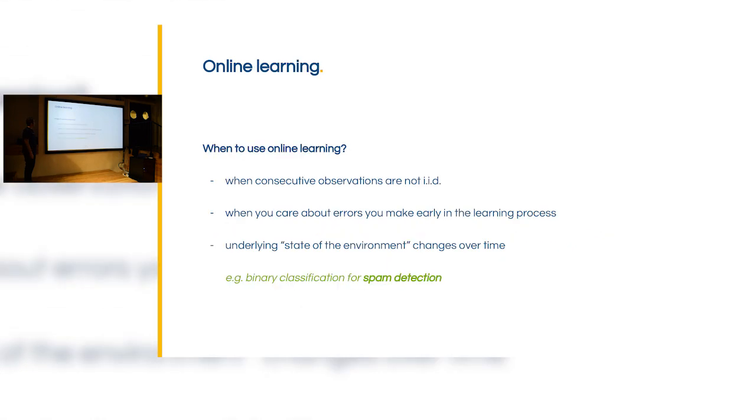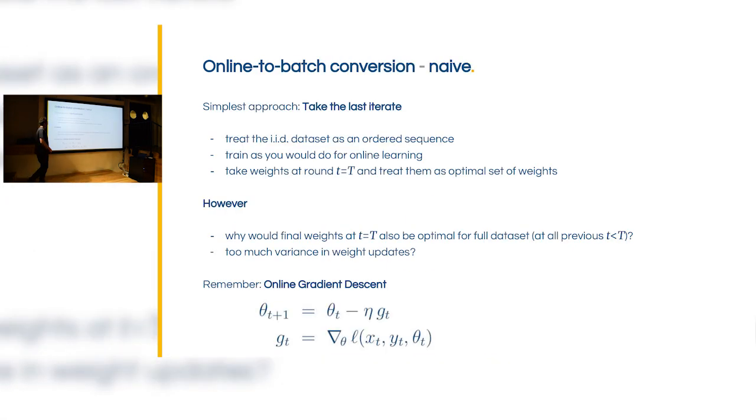I think I skipped to the next slide. Okay, that's good. So you just run your whole online learning algorithm, and you just treat your IID dataset as though it's some ordered sequence. I mean, there's nothing there to stop you, right? There's nothing really wrong with that. And then you just train as though you were actually training in some online learning scenario. And then what you do is you just wait all the way until the end, and you just take the weights that you end up with, right? It's a very simple way of doing it.